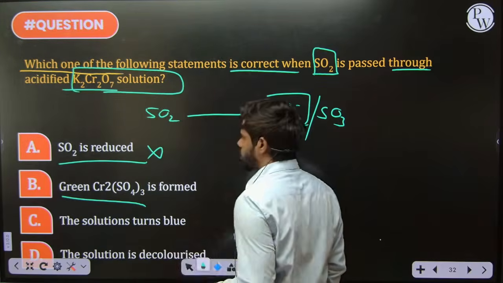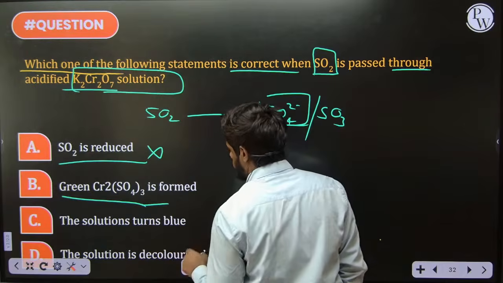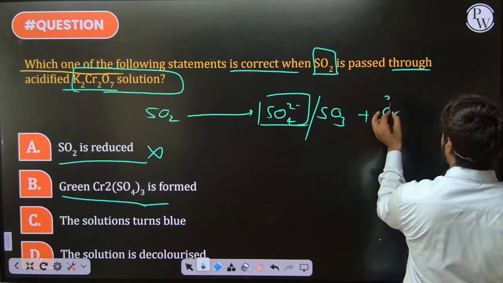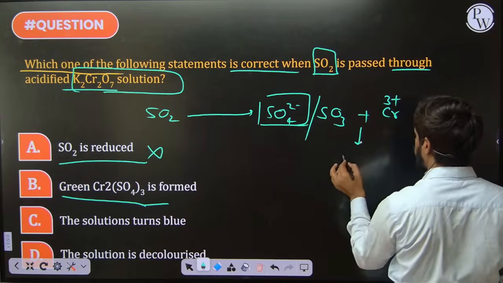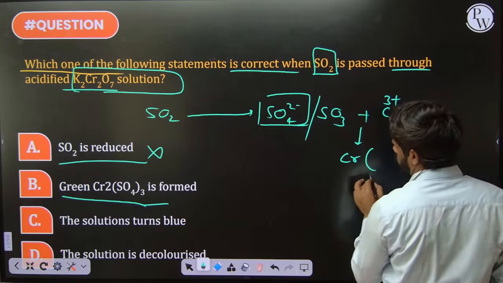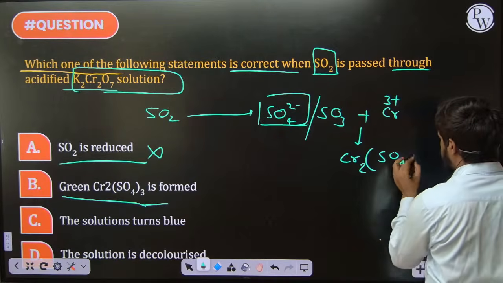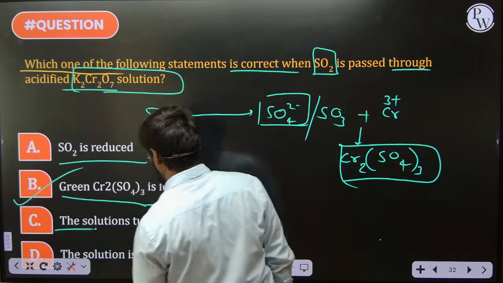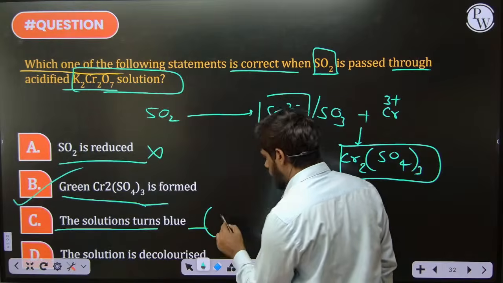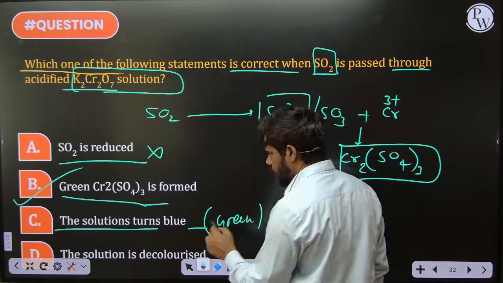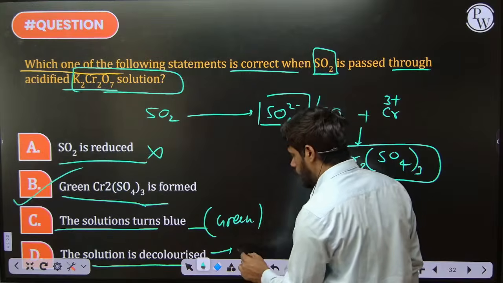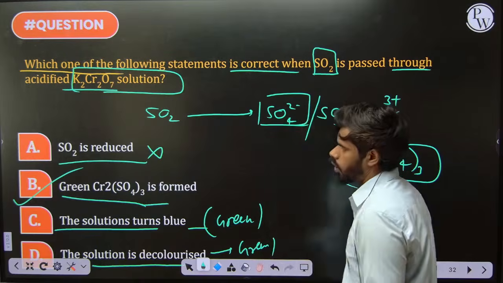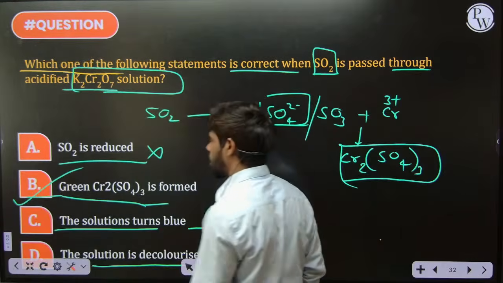Green color of Cr2(SO4)3 is formed, that is, the green compound from Cr3+ with SO4 forms Cr2(SO4)3. So that is correct, and it is a green color. The solution turns blue, that is wrong; it is converted into green color. The solution is decolorized? No, it is not decolorized; it is converted into green color. So option B is correct.